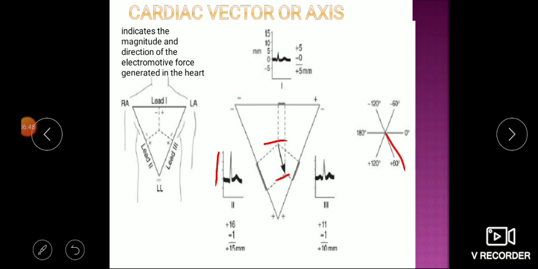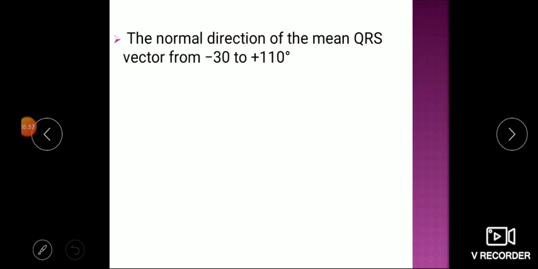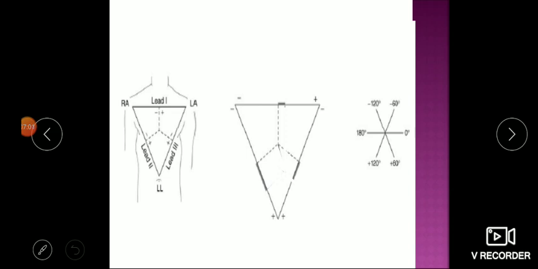So this is the normal cardiac axis, the cardiac vector, which indicates the magnitude and direction of electromotive force generated in the heart. Normal direction of mean QRS vector is from -30 to plus 110. So this is the normal range. If you go back to this, here we can see it like this. Sorry, the normal range is between this and this. If the cardiac direction is anywhere between these, the normal range is this to this.